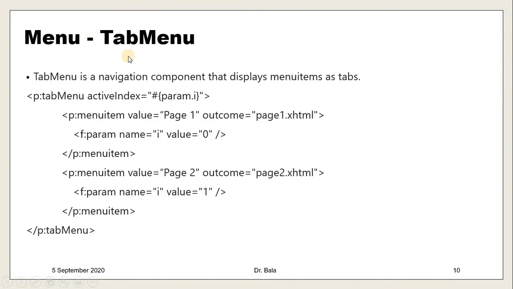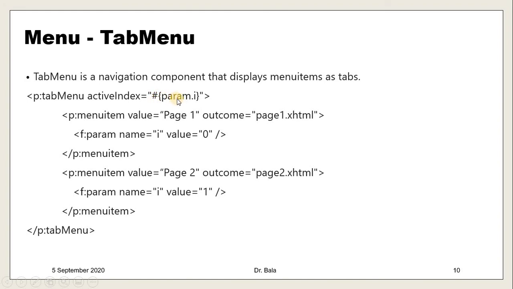Now we can go to the tab menu. The tab menu will have navigation, but the menu items are shown as tabs. As tabs, the menu items are displayed and it provides the navigation. For that we have the p:tabMenu tag, and here we have activeIndex, in which we use expression language to describe our parameter.